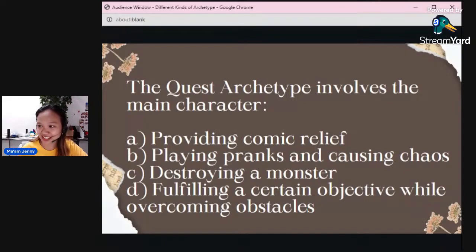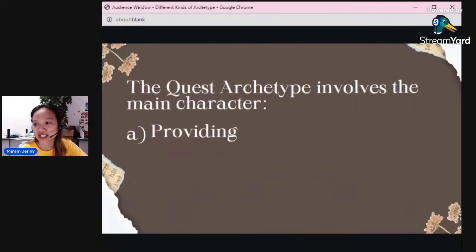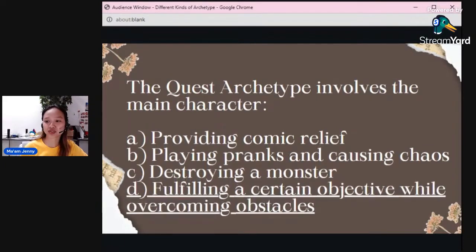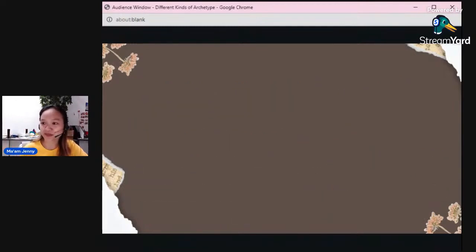Alright, anyway, correct answer natin is, yeah, fulfilling a certain objective. That's the quest. So A and B, we have already talked about this one. They are, or these are trickster. And destroying a monster naman, it's another archetype. So overcoming obstacles while ginagawa kong ano yung para ma-achieve yung goal, that is the quest archetype, okay?